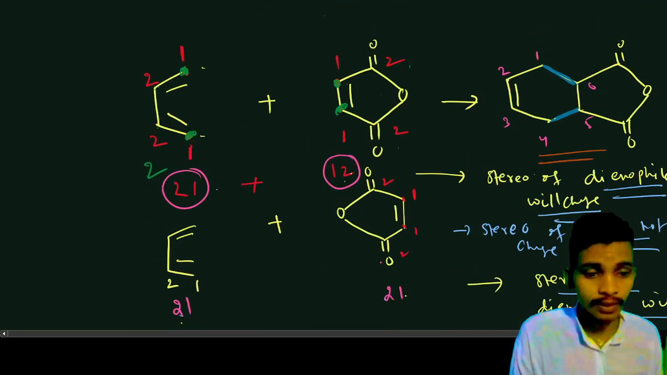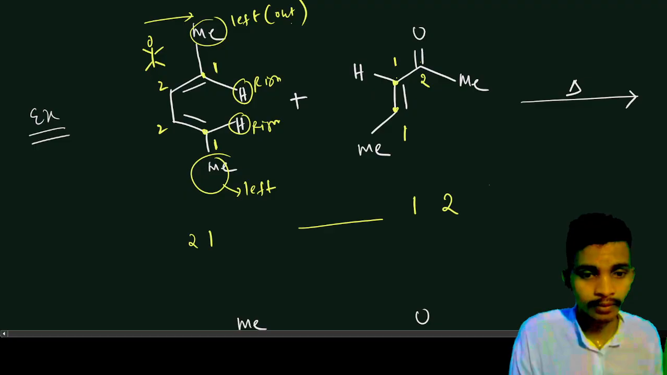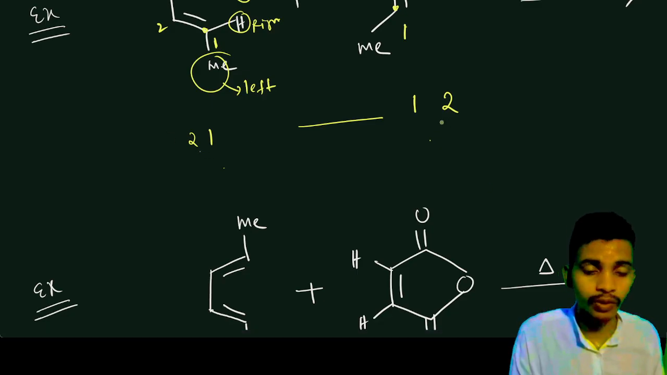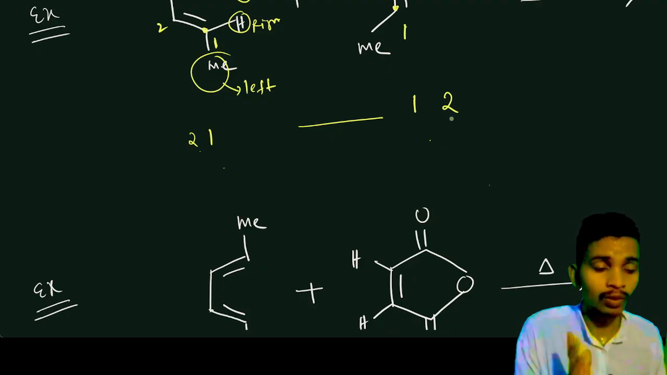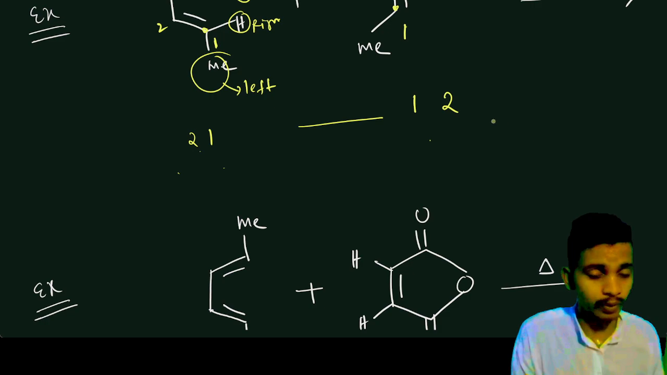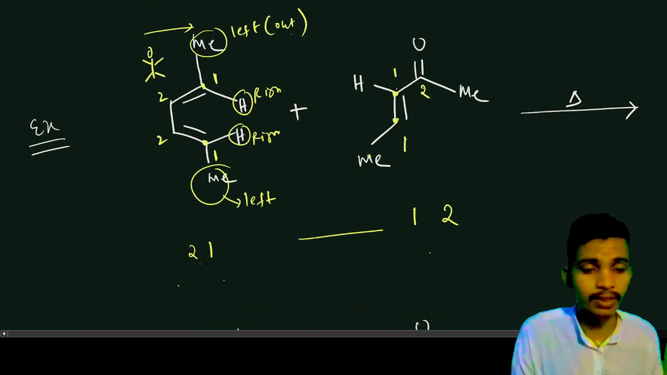Okay, so here what you get, 2 1 and 1 2, so the stereo will change. If 2 1 2 1, no change in stereo, but if 2 1 1 2, then the change in stereo will occur. Again, 2 1 2 1, no change; 2 1 and 1 2, then change in stereo will occur.